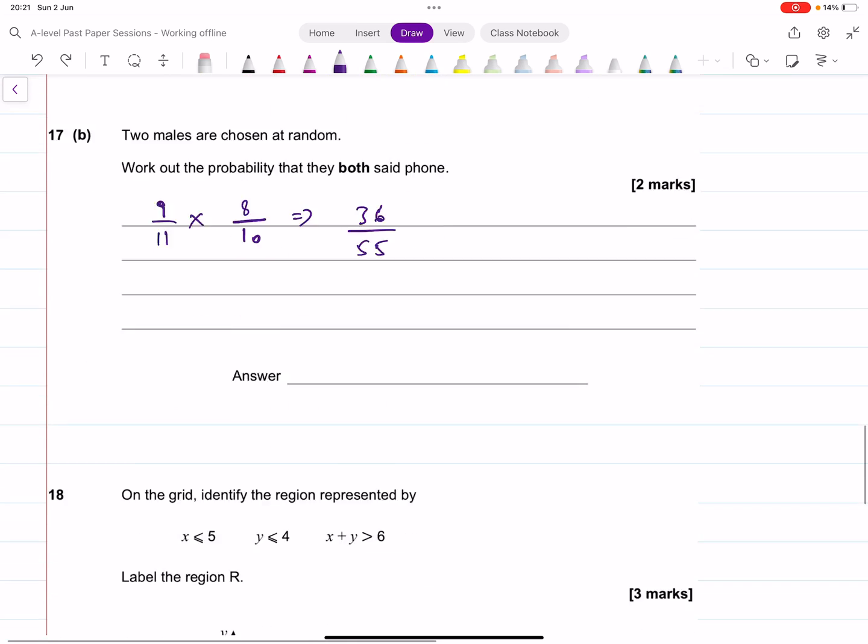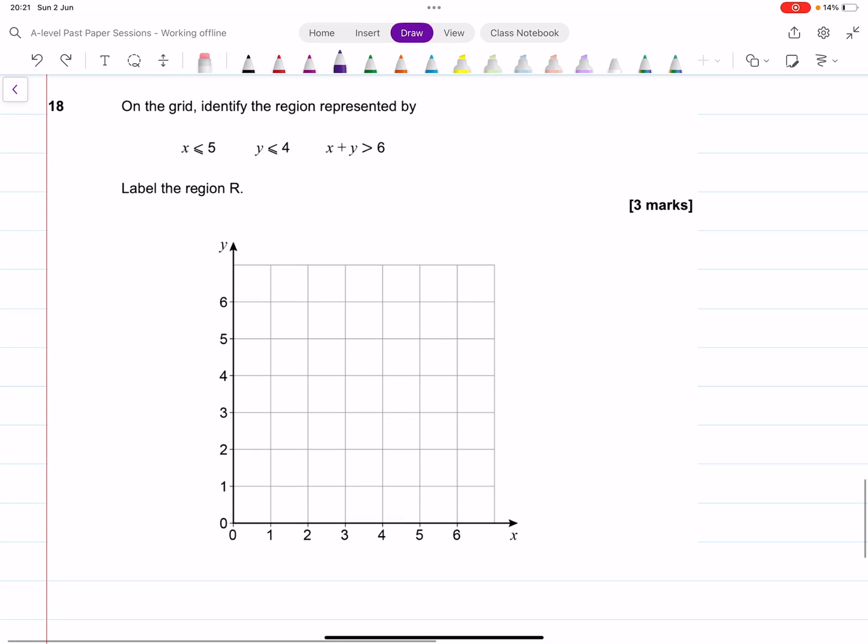Okay, let's move on. Question number 18. It says on the grid, identify the region represented by these three inequalities. Label the region R. Okay, so first of all, treat them as equations and draw those lines. x equals 5. That's a vertical line at 5.